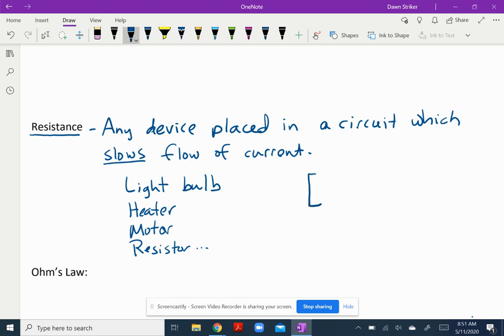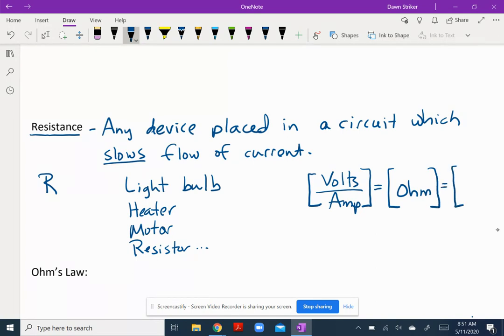Resistance is measured, well, what is the symbol? It's a big capital R. It's measured in volts per amp, and a volt per amp is known as an ohm. It's exactly the same word that you might use if you meditate. It is the same word, and that is the Greek letter omega.